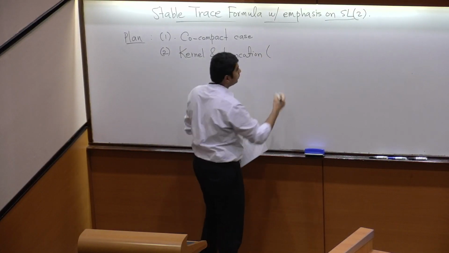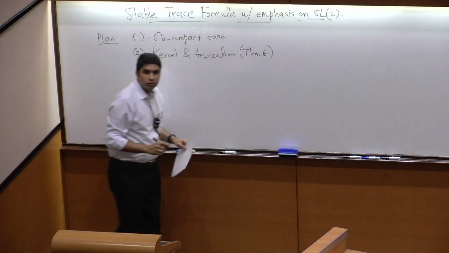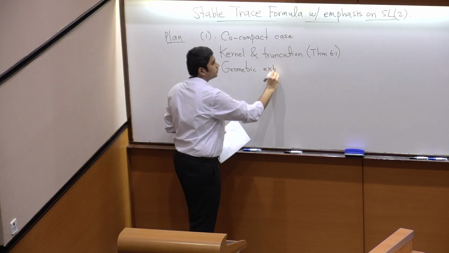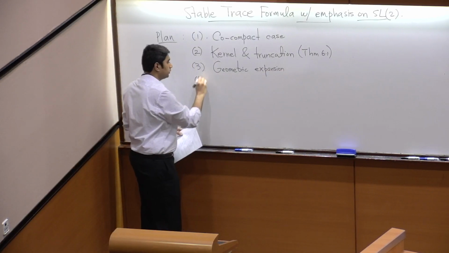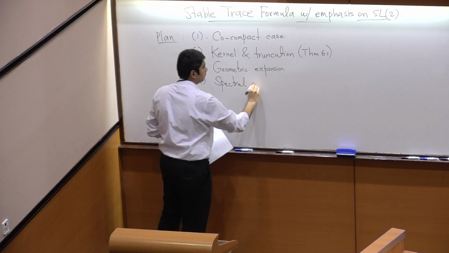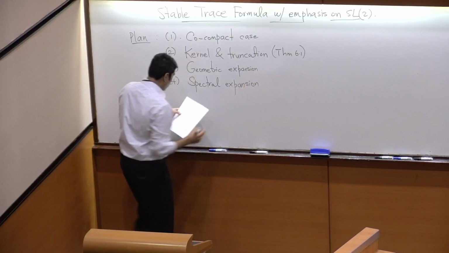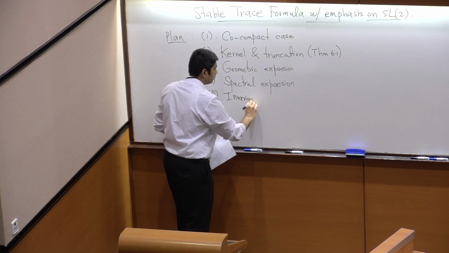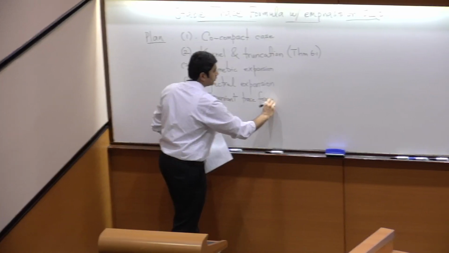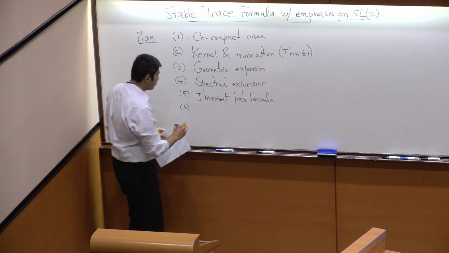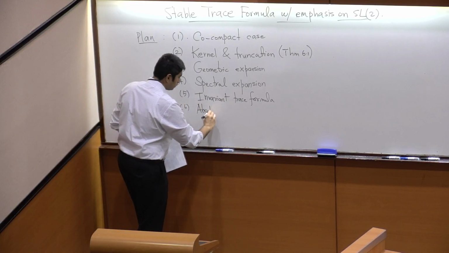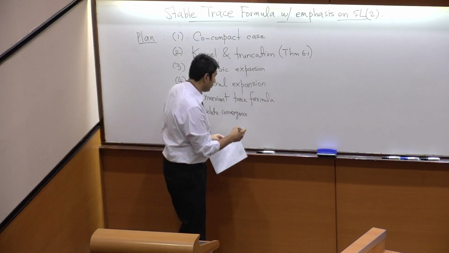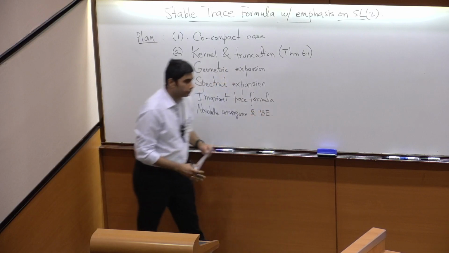The absolute convergence of the kernel is Theorem 6.1 in Arthur's notes. Then I will talk about the geometric expansion of the kernel, followed by the spectral expansion. Finally, I will talk about the invariant trace formula, and the absolute convergence of the trace formula, and some applications that we hope for beyond endoscopy. This will also be very brief.